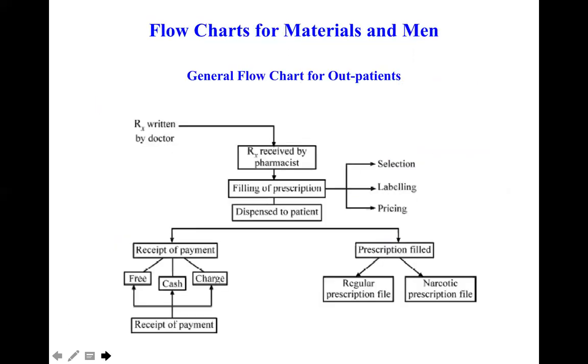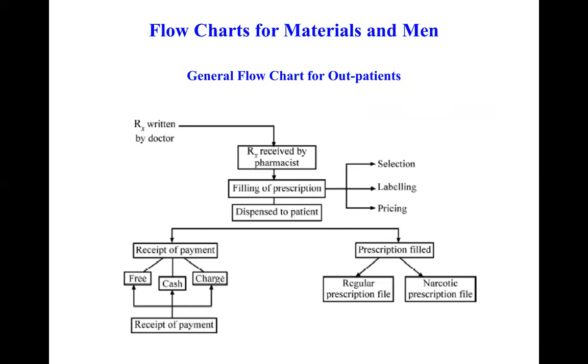Next is the flow charts for materials and the men. So this is the general flow chart for outpatients. First of all, the prescription is written by the doctor. Then that prescription is received by the pharmacist. The pharmacist fills the prescription, that means they select the drugs, and labeling and pricing will be done. Then it is dispensed to the patient. After that, receipt of payment is there. It may be free in government hospitals, or cash or charges, whatever it is.